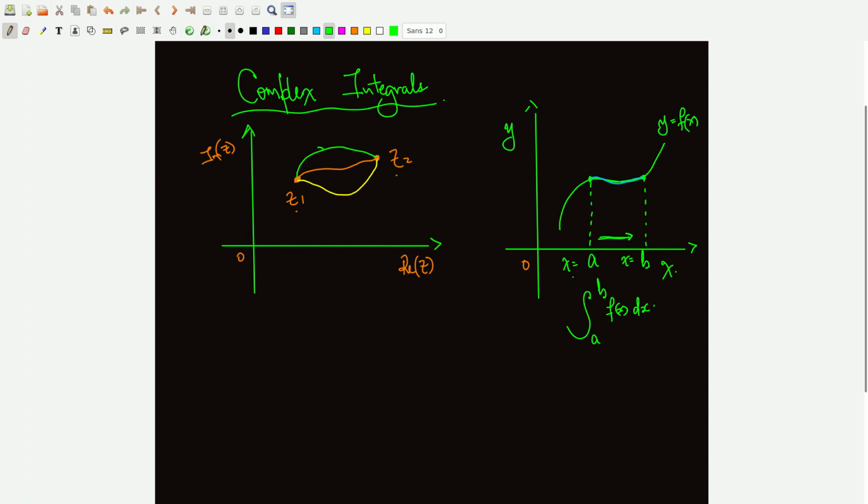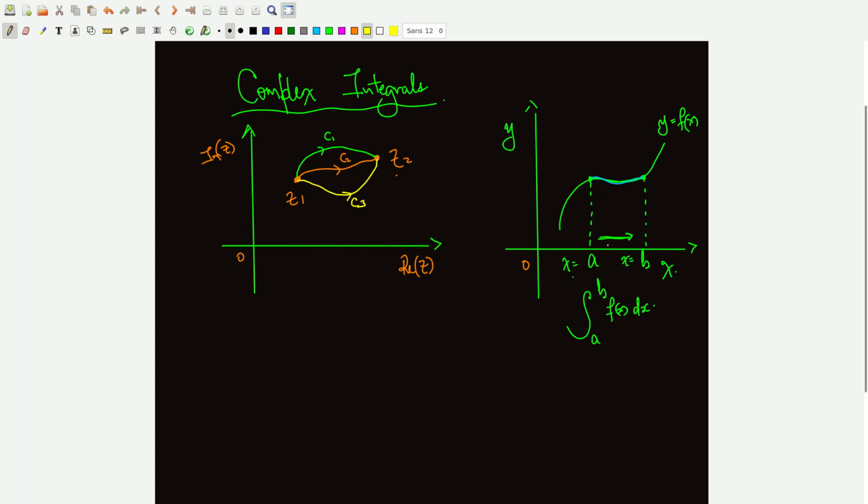So maybe one could take this path, which we can call c1, or someone could take this path c2, or this path c3. So from z1 to z2 one can move along multiple paths when performing integration. However, this should give us the same result. The integration should be independent of the path one takes.